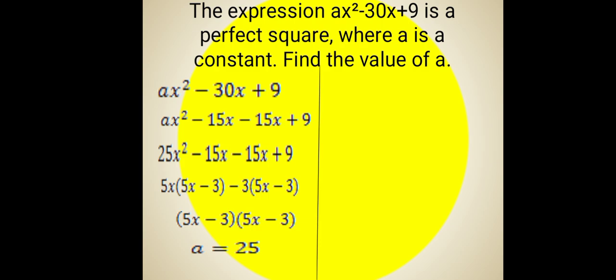The expression ax squared minus 30x plus 9 is a perfect square, where a is a constant. Find the constant. Now, if you solve this equation, you find that a is 25.